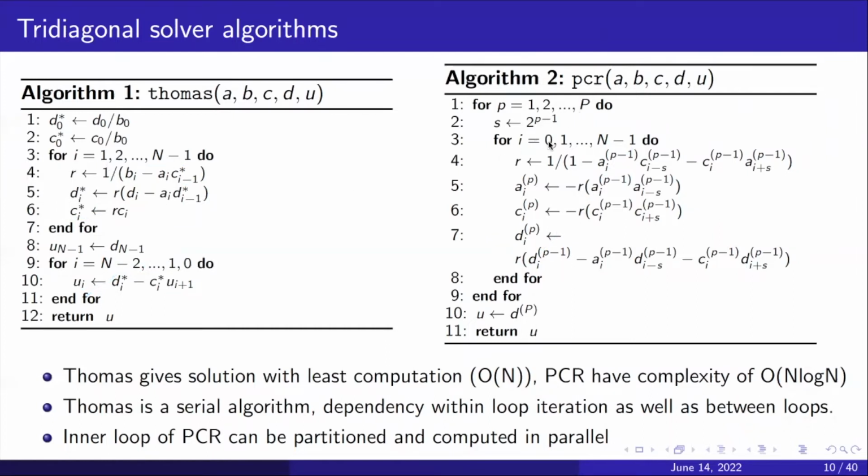For the PCR one, the outer loop does log n iterations and the inner loop does n iterations, making it an n log n complexity algorithm. And we can see there is no dependency within the inner loop iterations. Hence, this loop can be partitioned and executed in parallel in many core architectures.